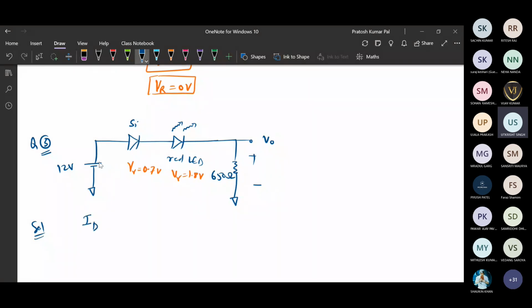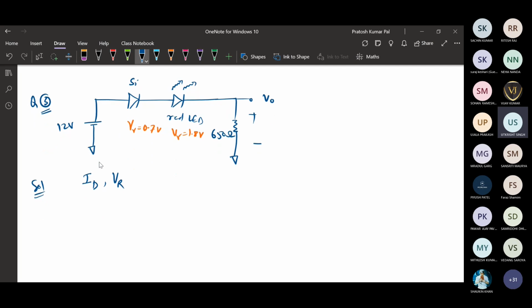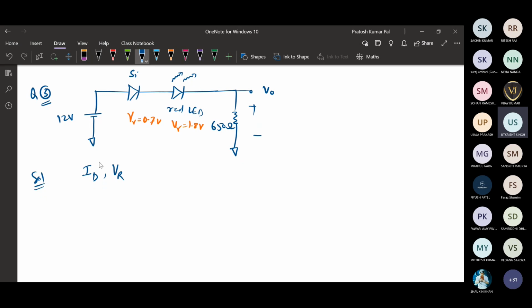what will be the current flowing through this circuit, and along with this, whatever voltage drop across the resistor will be there. Okay, so these two components we need to find out. So for the analysis purpose, we will be writing out the equivalent circuit.